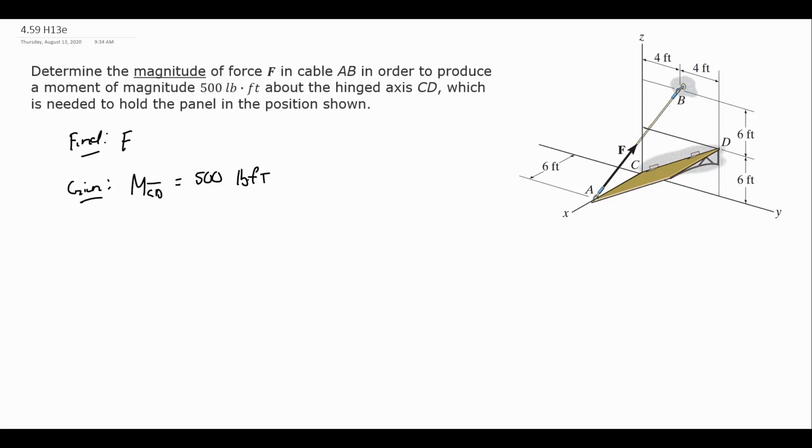So again, notice in the given, I have M sub CD with the bar over it. That means it's a moment about an axis, but the M does not have a line over it because we are looking for the magnitude, or we're given its magnitude.